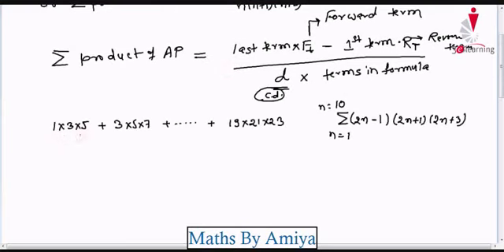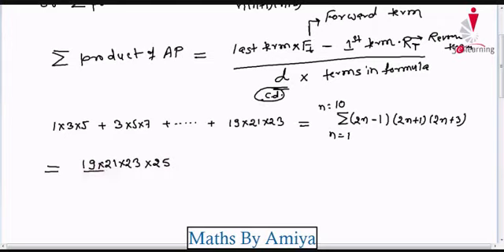Here our question is 1 into 3 into 5 plus 3 into 5 into 7 plus dot dot dot till 19 into 21 into 23. This is nothing but sigma of 2n minus 1, 2n plus 1, 2n plus 3, that is the general term, from n equal to 1 till 10. If you put 1, we'll get 1 into 3 into 5 and so on. Our direct formula uses the last term. Last term is 19 into 21 into 23 into forward term. If you have 19, 21, 23, what would be the next term? The forward term is 25. So this is our case.